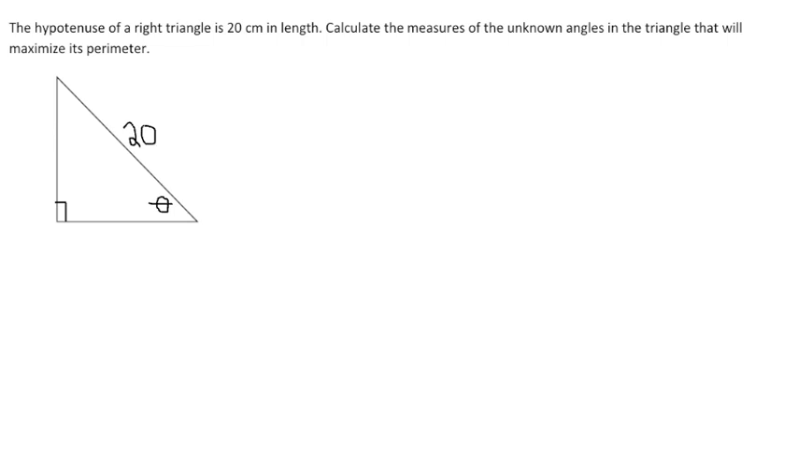So I'll label one of them theta, and let's label these other sides A and B. Let's look at the relationship between these unknown sides and the angle theta. Because A is adjacent to the angle theta, I can write A as 20 cos theta. Similarly, B is opposite of angle theta, so B is equal to 20 sine theta.